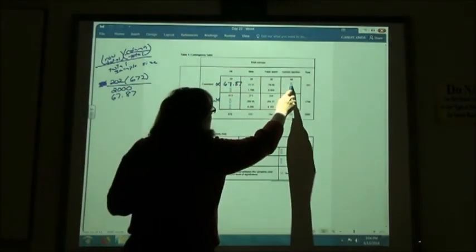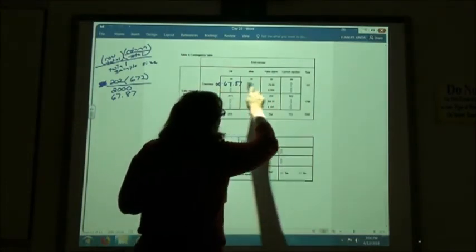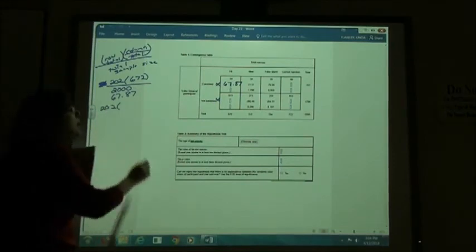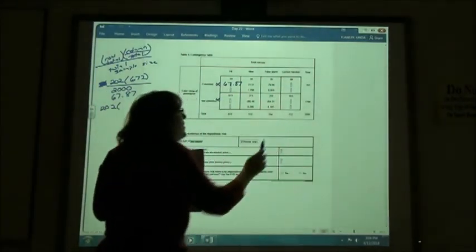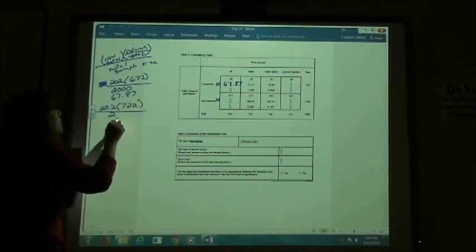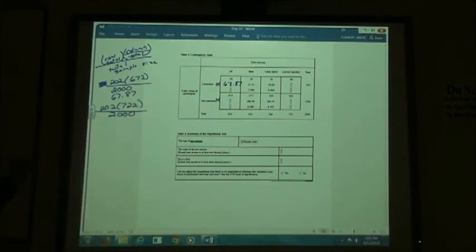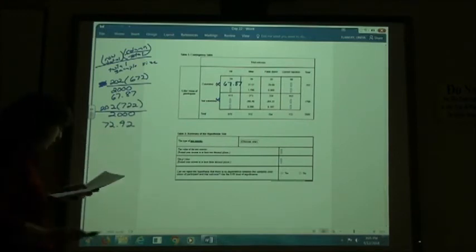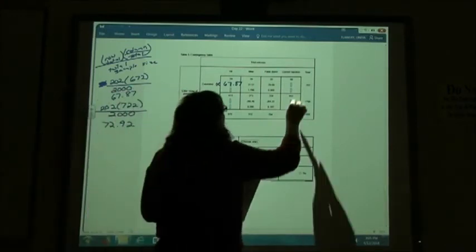I'm going to go over and do this one. This one here, row total is 202. Column total is 722. Divided by our 2,000. So row total 202 times column total 722 divided by 2,000. Rounding that off to 2 decimal places, 72.92.